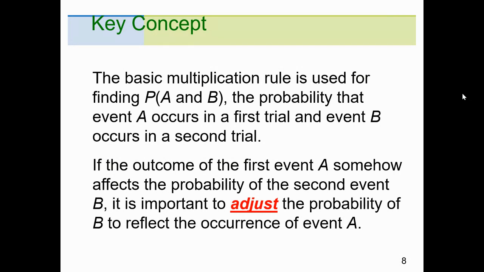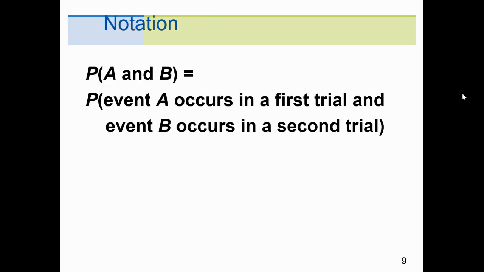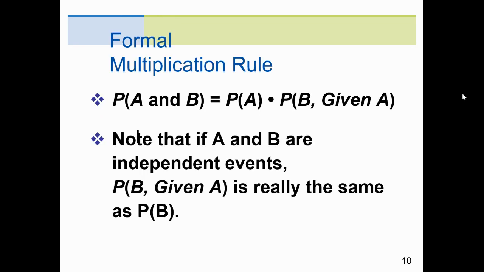The basic multiplication rule is used for finding the probability that A happens first and B happens second. If the outcome of the first event A somehow affects the probability of the second event B, you have to adjust the probability of B to reflect what happened in event A. This is the formal definition. The probability of A happening first and B happening second is the probability that event A occurs in the first trial and event B occurs in the second trial.